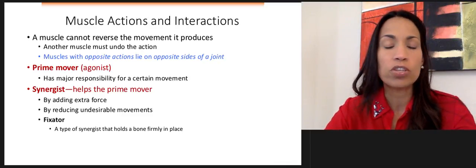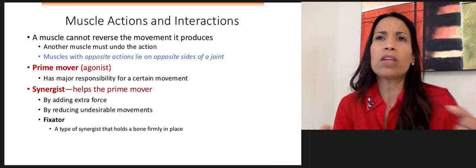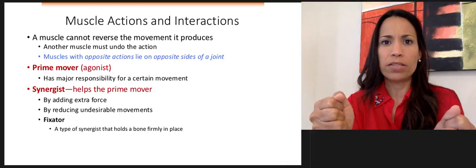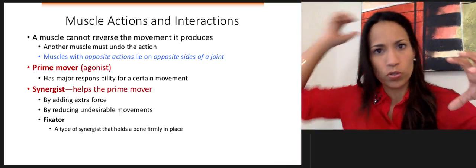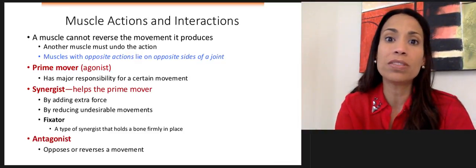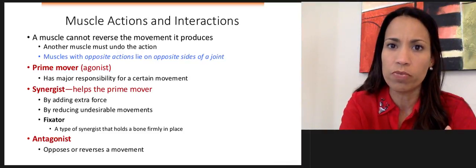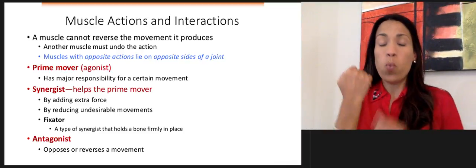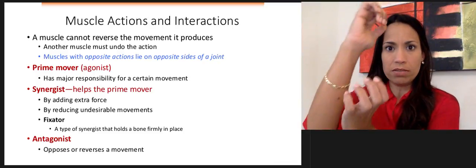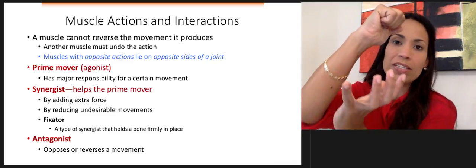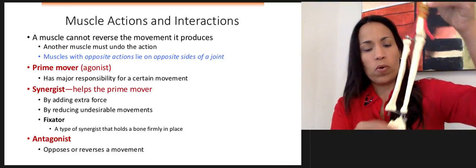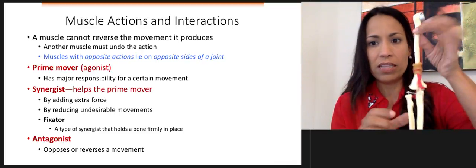Another type of synergist is the fixator. These are muscles that are not so much involved in the movement, but they stabilize the joint while the other muscles are producing the movement. And the antagonist is the muscle that reverses or opposes the movement. So when a prime mover and an antagonist are working, while one is contracting, the antagonist has to be either relaxed or stretched. I hope this helps you understand a little bit.